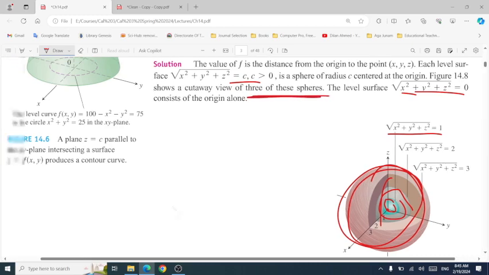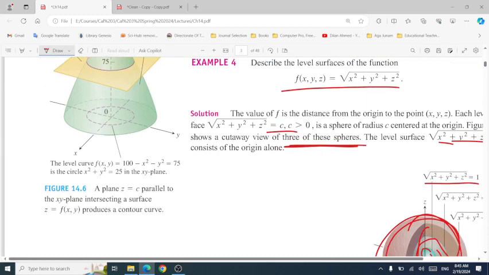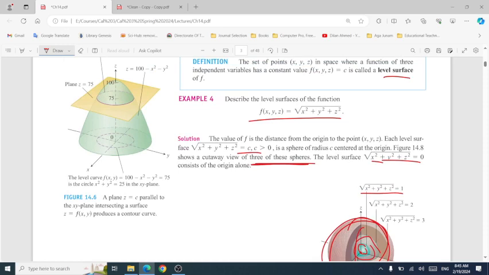Do you get it? Dears? Did you get it? Level square, 3 dimension, yes, like that.